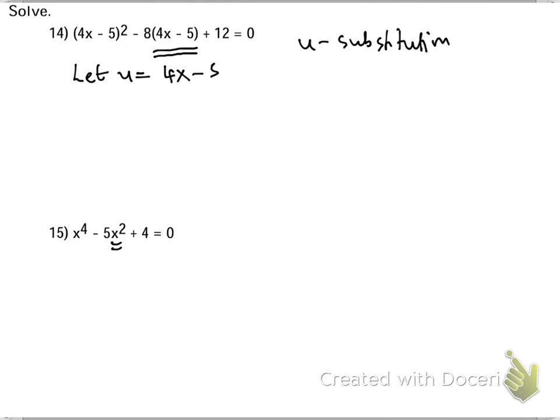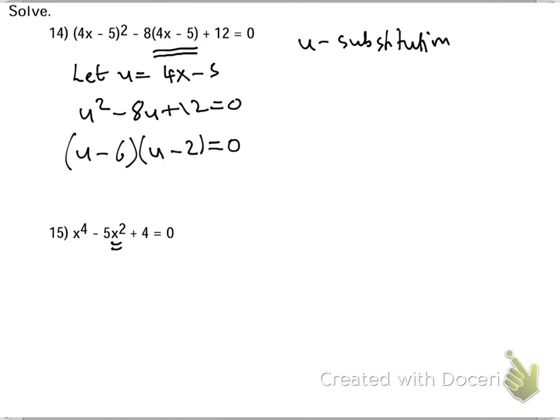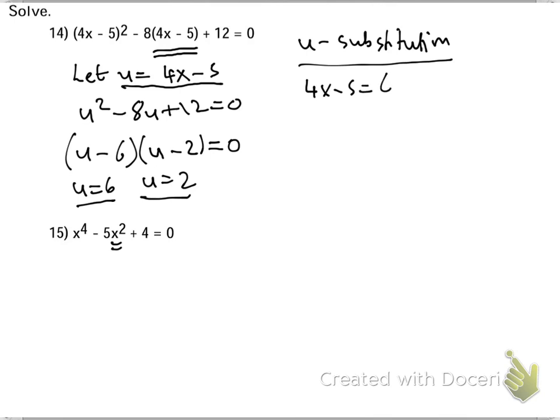Okay. So here we go. We will have u squared minus 8u plus 12 equals 0 if I replace the 4x minus 5 with the letter u. This now becomes pretty straightforward to factor. Two numbers, 12 when you multiply, negative 8 when you add, u minus 6, u minus 2. So u equals 6 and u equals 2. Now again, remember, u substitution, I'll replace what I originally had here. U is 4x minus 5. So instead of u equals 6 and u equals 2, I'm going to write 4x minus 5 equals 6 and 4x minus 5 equals 2.